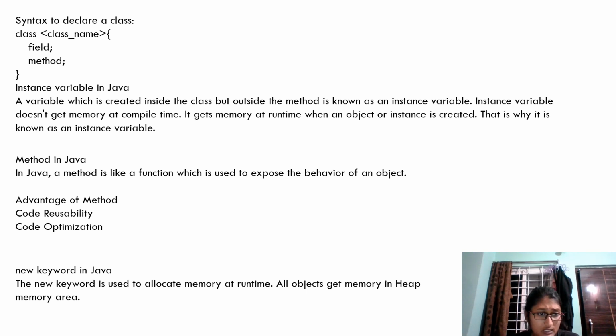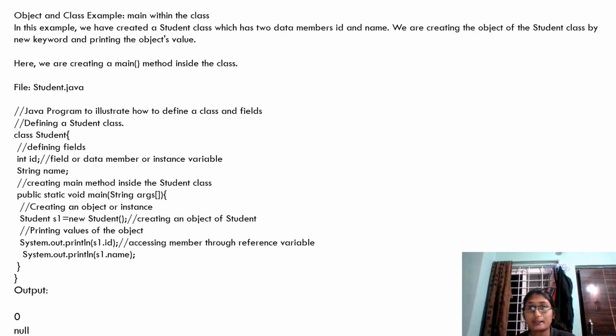The new keyword in Java is used to allocate memory at runtime. All objects get memory in the heap memory area. Here is an example of a main with a class. In this example, we create a Student class with two data members, id and name. We are creating an object of the Student class by the new keyword and printing the object's value. Here's the code, look at it and get a brief idea.